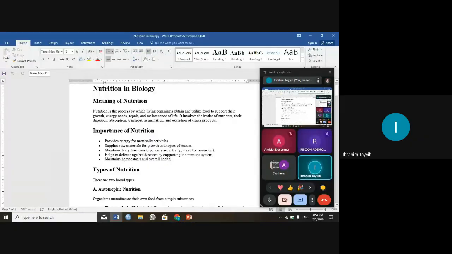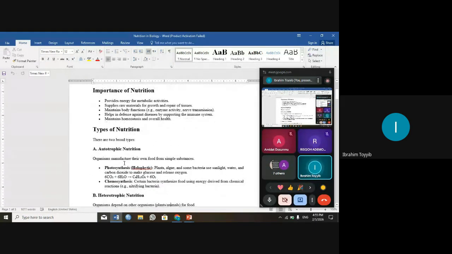Homeostasis is the maintenance of the internal environment. So it is the ability of an organism to maintain a constant internal environment. So that's homeostasis. Now we'll be going to the types of nutrition we have. Nutrition can be divided into two broad divisions. The first one is autotrophic nutrition, and the second one is heterotrophic nutrition.